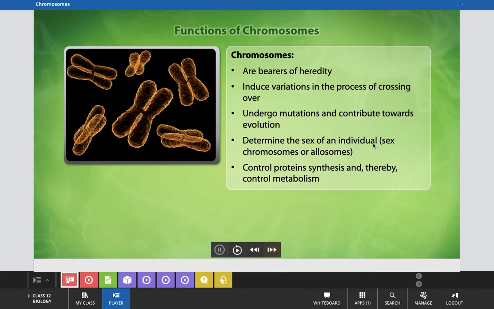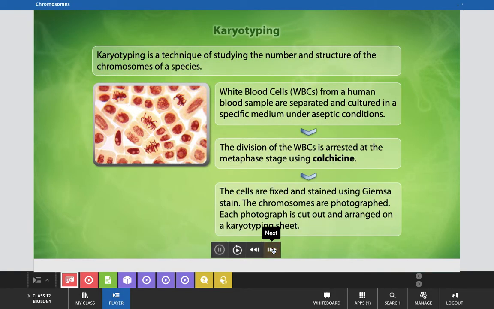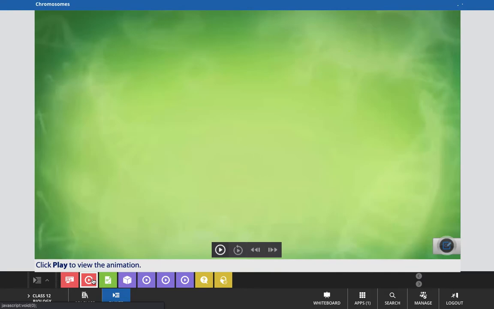That's why they are also helping in sex determination, known as sex chromosomes or allosomes, on the basis of which sex is determined in various organisms. They also control protein synthesis and thereby control metabolism. This is all about the chromosomes, and about karyotyping we will talk at a later stage. Today we are focusing on the chromosomal theory of inheritance.